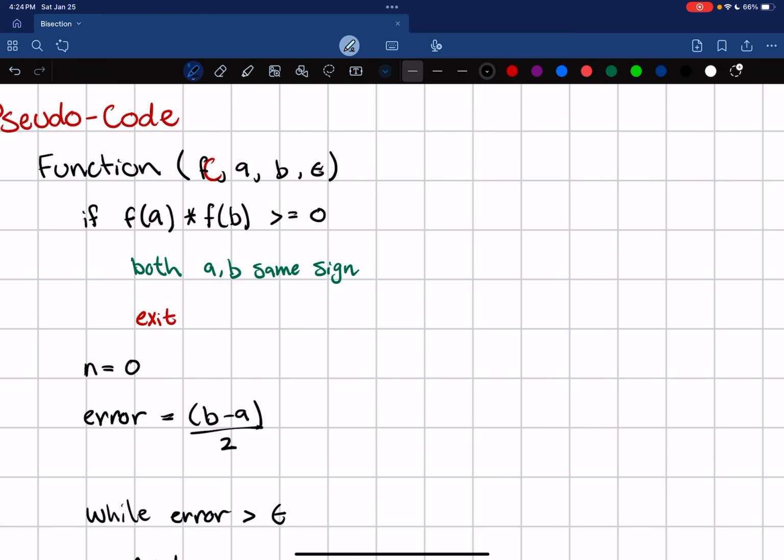I don't know why there's a C there. Can I remove this C? Hello? Okay, I guess not. Don't worry about it.